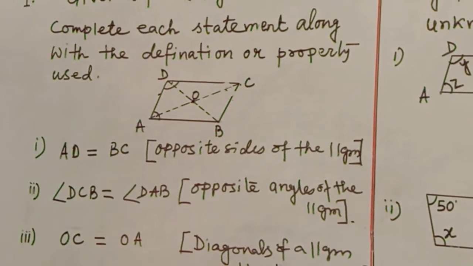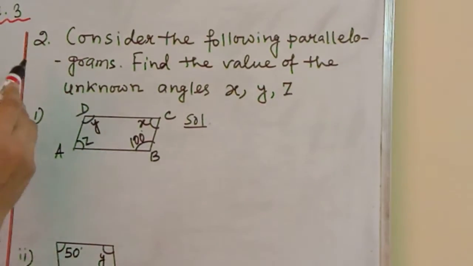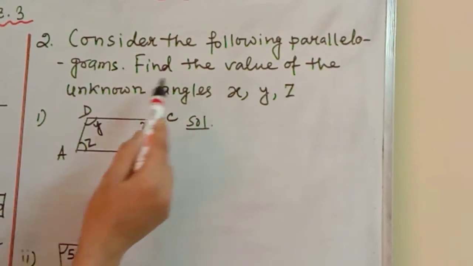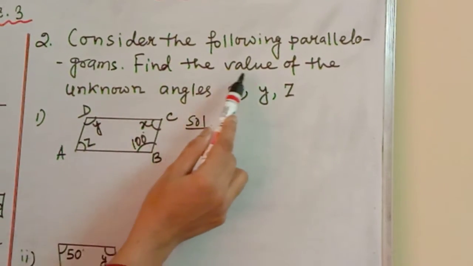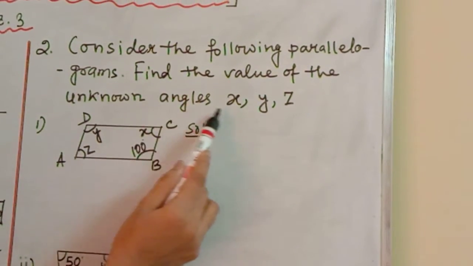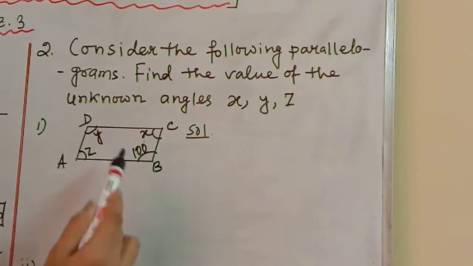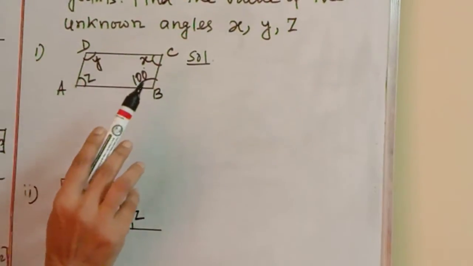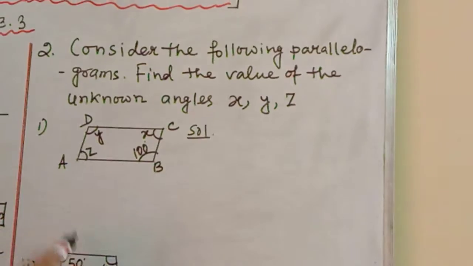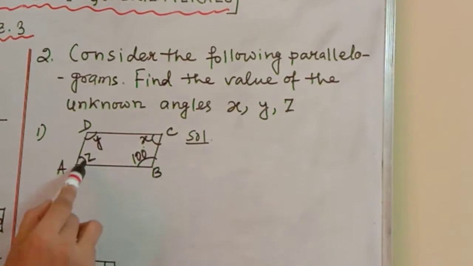Come to the next question. Now in question number 2, consider the following parallelograms. Find the value of the unknown angles x, y, z. All the figures given here in question number 2 are parallelograms. It is already given. You have to find the unknown angles.